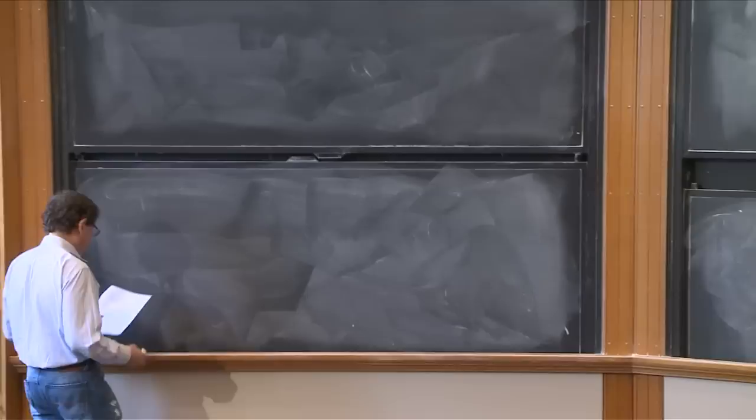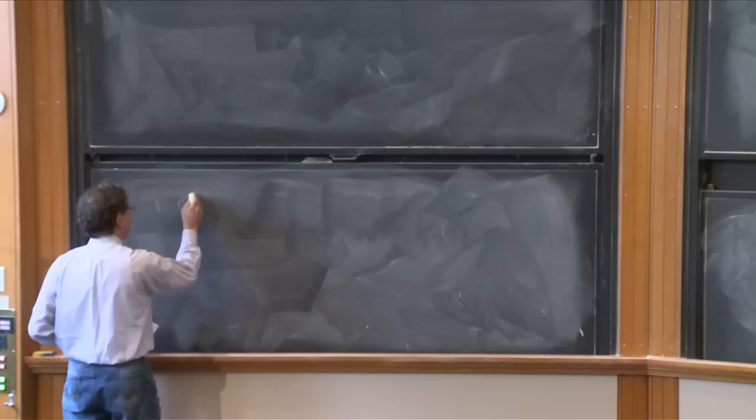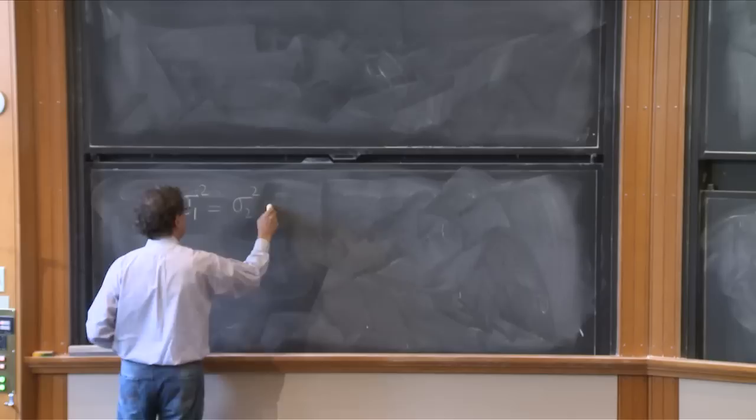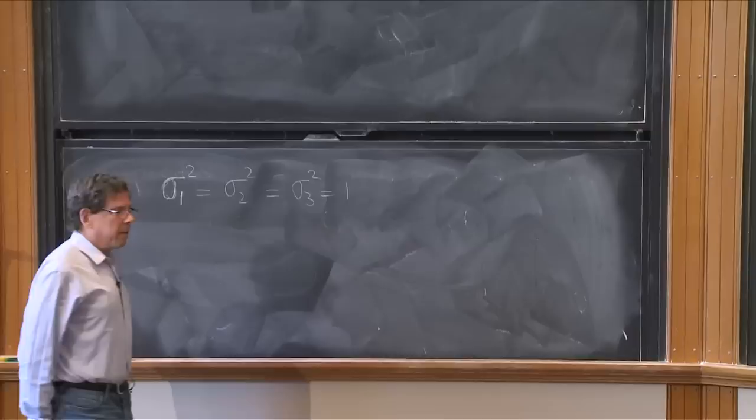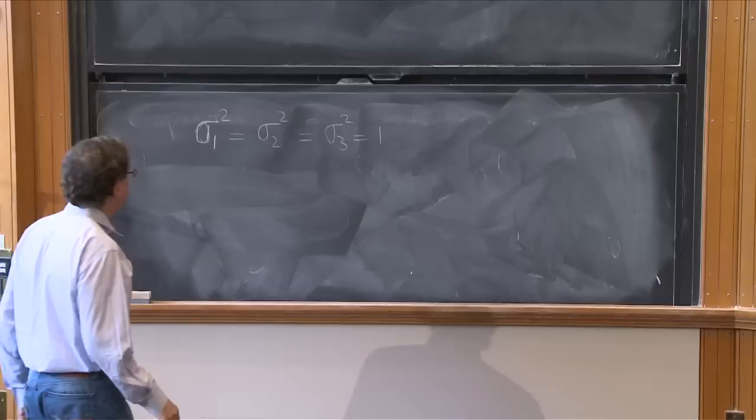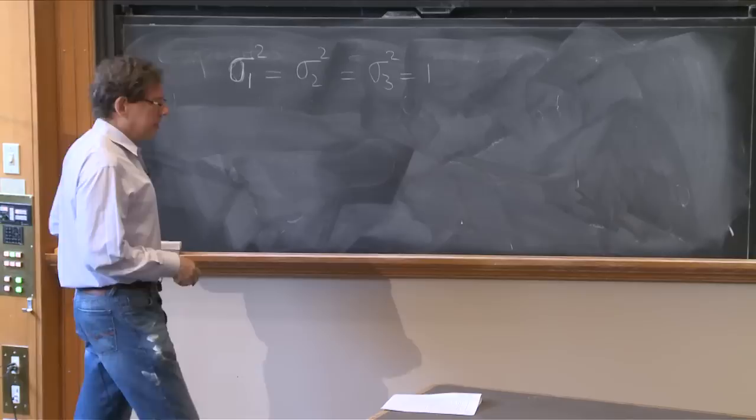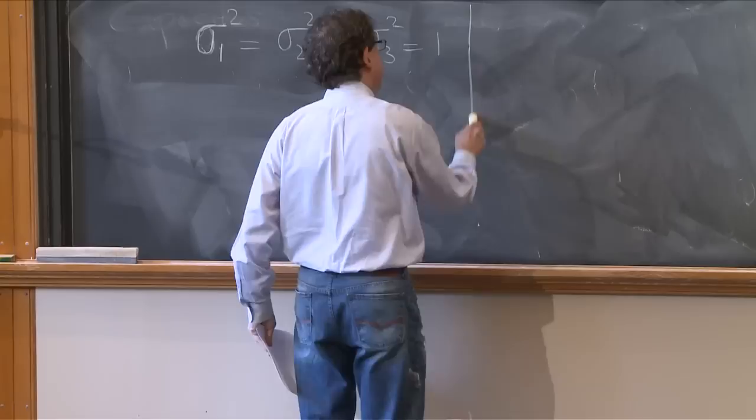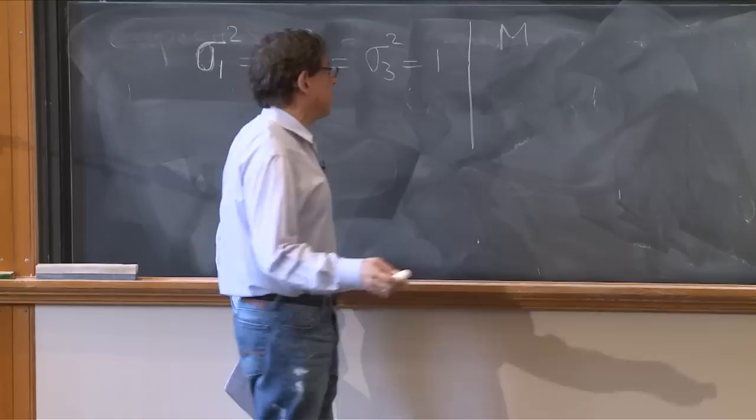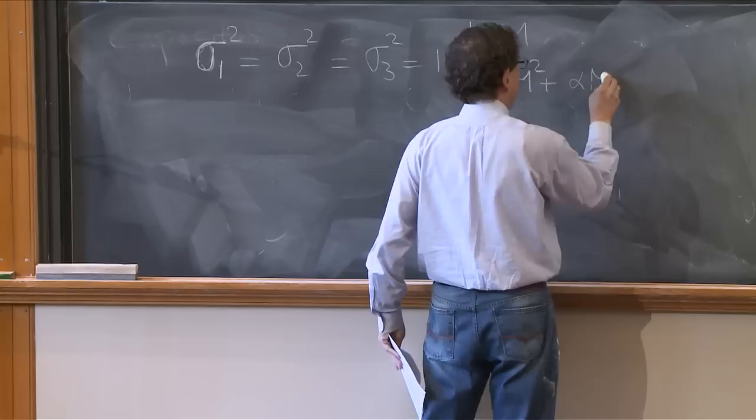in which we saw that the Pauli matrices, sigma 1 squared was equal to sigma 2 squared equal to sigma 3 squared was equal to 1. Well, that indeed tells you something important about the eigenvalues of these matrices. And it's a general fact. If you have some matrix M that satisfies an equation, now let me write an equation. The matrix M squared plus alpha M plus beta times the identity is equal to 0.